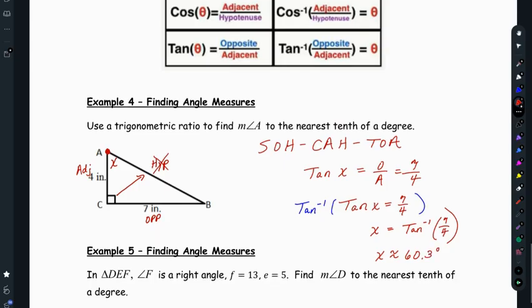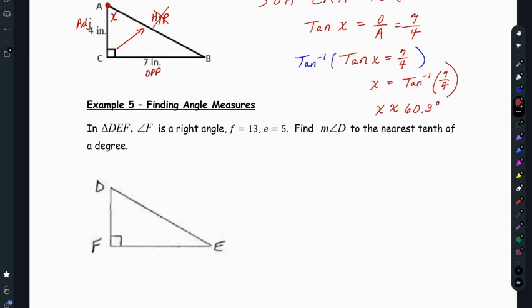All right, let's try another one. We have triangle DEF. We know that F is the right angle. So right away, across from my right angle, I'm going to label this as my hypotenuse. Lowercase f represents the side opposite capital F, opposite angle F. So this is f. Across from capital D, we have side d. And across from capital E, we have lowercase e. Let me show you that again.